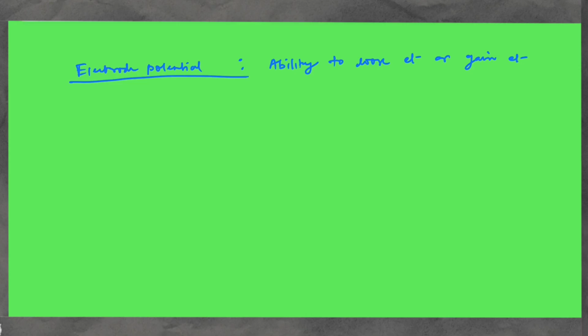It is basically the measurement of voltage. So the measurement of voltage gives an idea about the element, whether it has tendency to gain electron or lose electron. So if an element have tendency to lose electron, in that case we are going to calculate electropotential in terms of oxidation potential. If an element have tendency to gain electron, in that case we are going to find out its reduction potential.